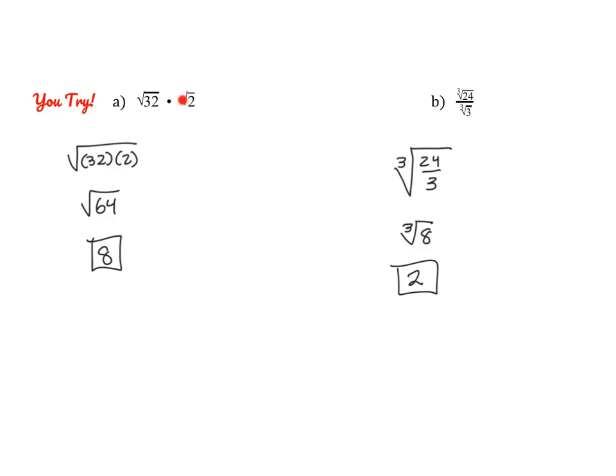All right, so here we have two square roots, so we can multiply the radicals, and in doing so, we get square root of 64, which is just 8. And then here again, we have two cube roots being divided, so we can turn it into a single cube root, and then 24 divided by 3 is 8. So cube root of 8 simplifies to 2. So again, this is how we can use our properties of nth roots to help us simplify.